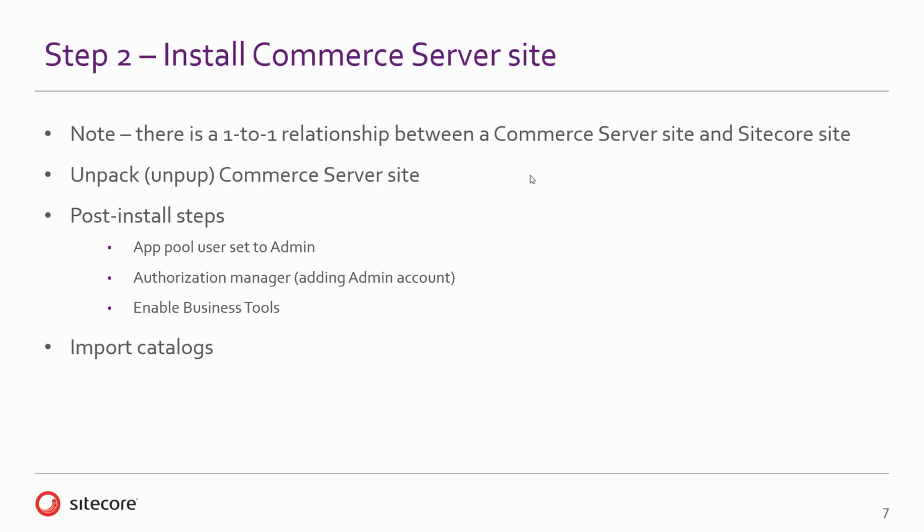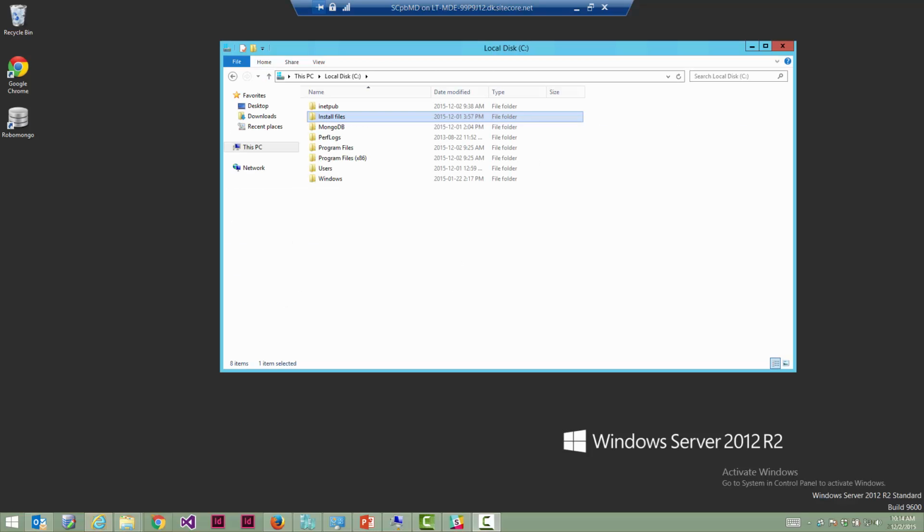And so what we're going to do here is unpack, also known as unpup, that Commerce Server site, and then we'll do a few post-install steps with regards to setting permissions for those services IIS sites that we set up earlier, and we'll enable the business tools for the catalog manager. And then at that point we will import a catalog, which will be our base catalog, before we get the routing synchronization working with our Microsoft Dynamics AX instance.